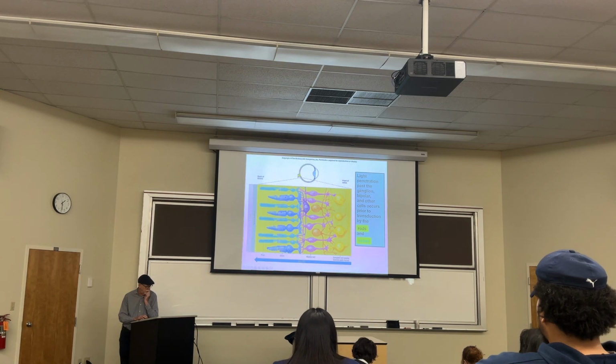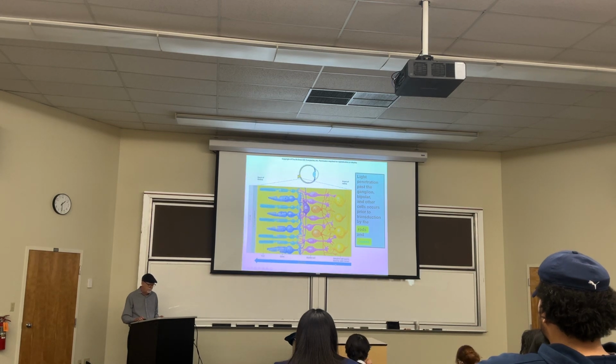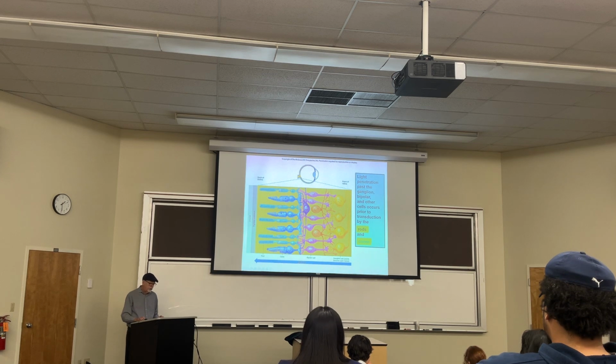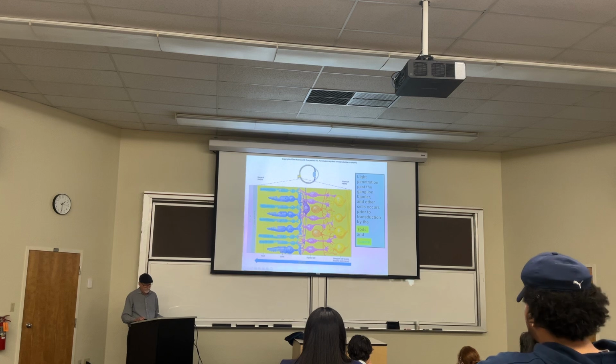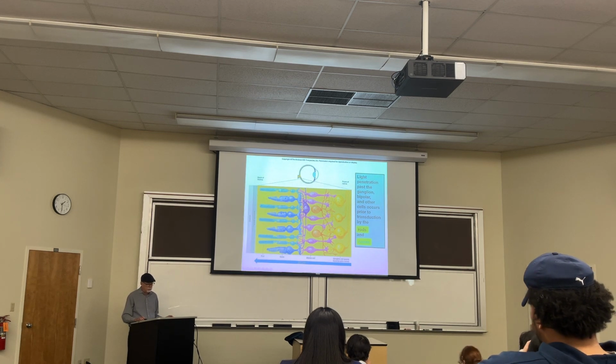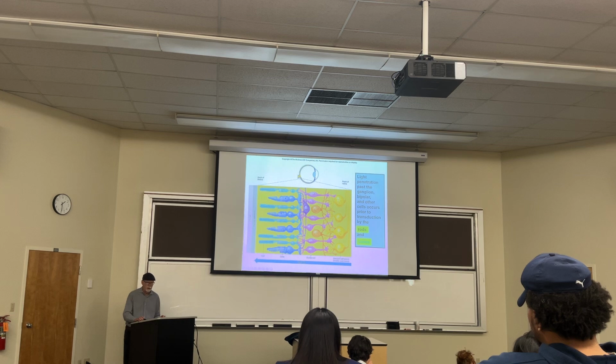This is a little bit bigger image of it. So we have synapses between the photoreceptors and the bipolar cells, and then we have synapses between the bipolar cells and the ganglion cells. The neurotransmitter that's released from the photoreceptors at this synapse, actually in both synapses, is glutamate. Glutamate can bind to glutamate receptors on your bipolar cells.